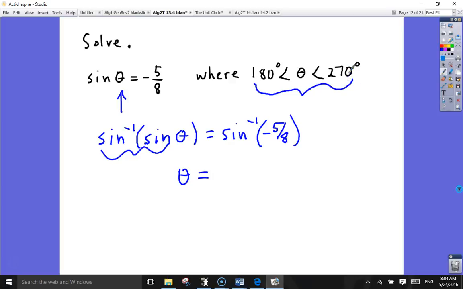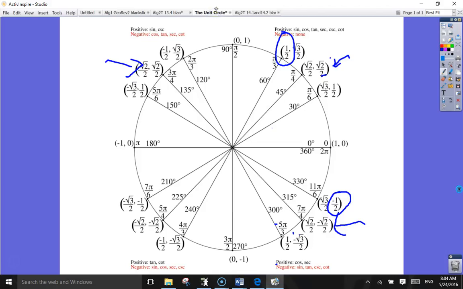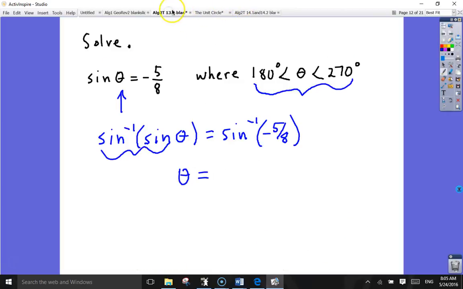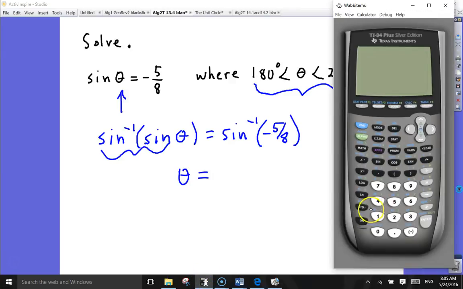We know that sine could be negative in two different places, right? But we're only interested in 180 to 270. Which quadrant is that? Yeah, it's got to be between 180 and 270, which means we're only looking for our answers here. We can find the same answers here, because sine is negative in both of those quadrants, but it said don't look there. So we're going to go to the calculator and do sine inverse of -5/8. Let's put it in degree mode because they're giving us degrees.